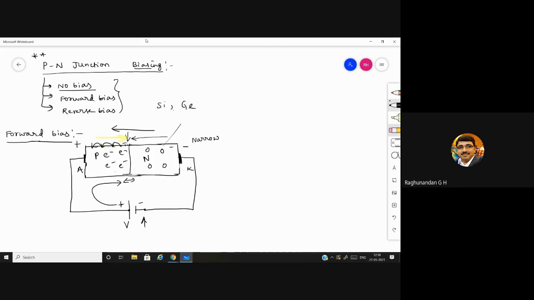gone through all these basic things in your 11th and 12th. So I'm not going into that again. So by adding pentavalent and trivalent impurities, we can make one layer as P layer and the other layer as N layer. Okay. But the entire material is silicon or germanium.